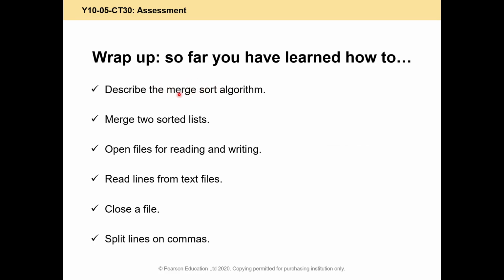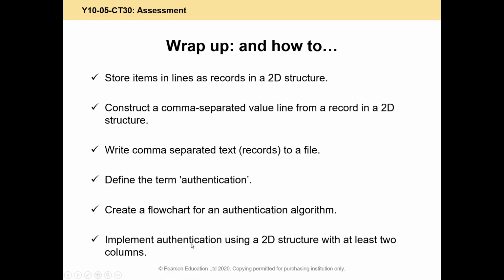We want to use that merge sort algorithm to merge two sorted lists. So that's going to be not the whole of the algorithm for a merge sort, but part of it. We want to have lots of practice. The big focus today is reading data in from a file, a CSV file, a comma separated value file. You need to be able to close a file, and then when we read that in, split it whenever we come across a comma.